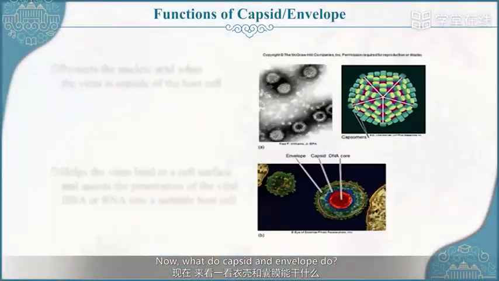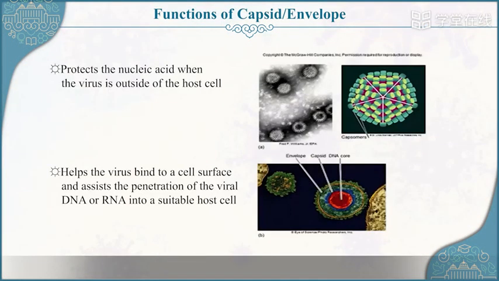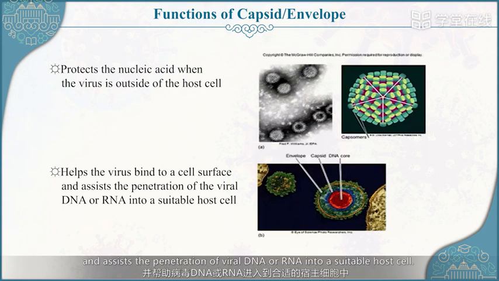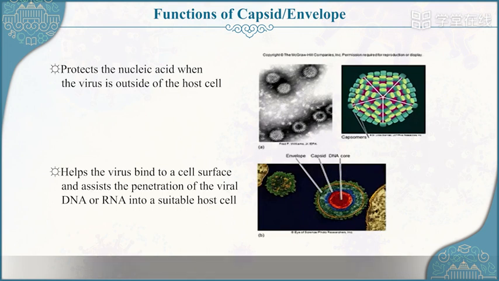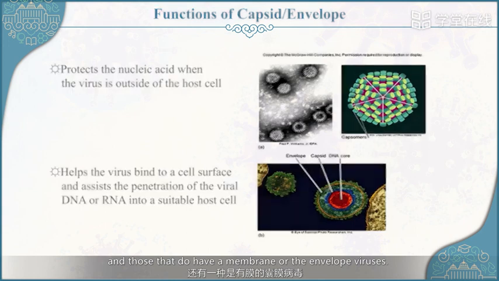Now, what do capsid and envelope do? Capsid protects the nucleic acid on the inside. Envelope helps the virus bind to the cell surface and assists the penetration of viral DNA or RNA into a suitable host cell. Now, you need to know there are two types: naked, with no envelope, and those that do have a membrane, the enveloped viruses.